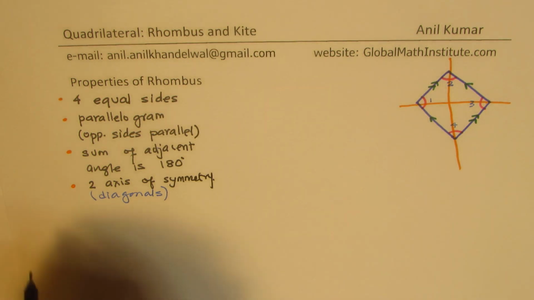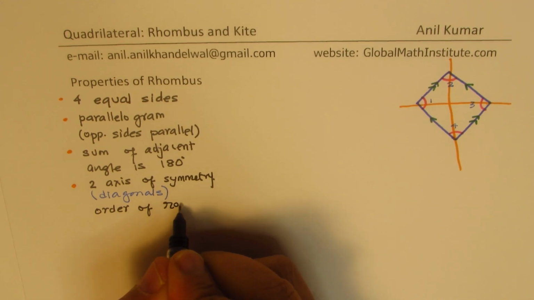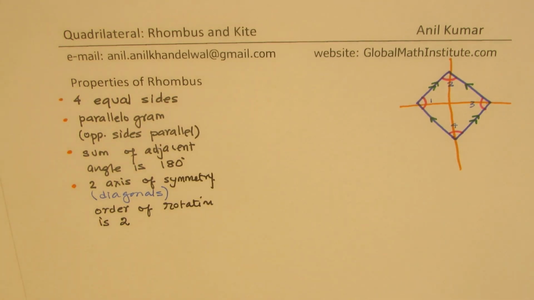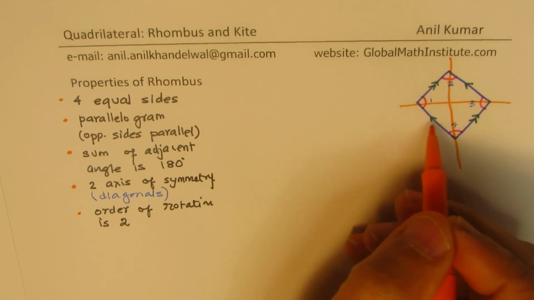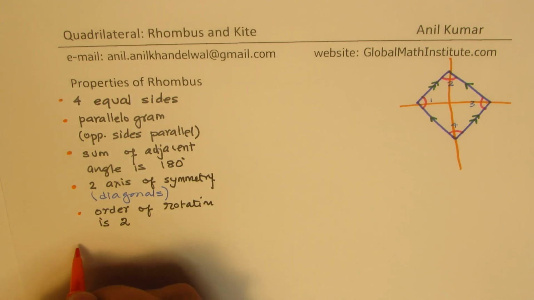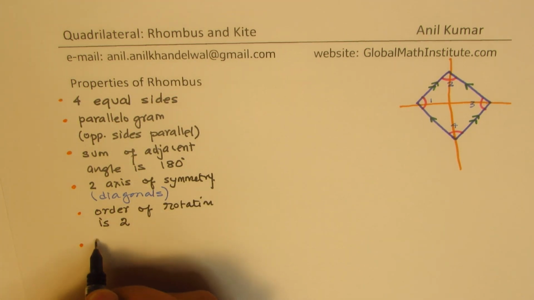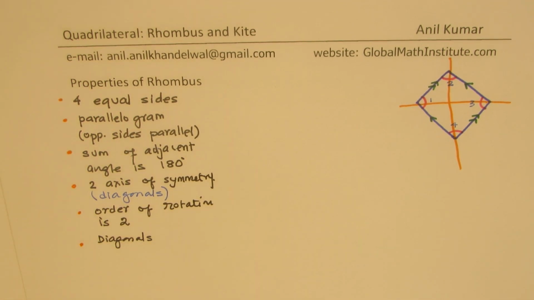Order of rotation is 2. That means if I rotate it, then twice while it goes through a rotation of 360 degrees, it will overlap, right? So the order of rotation here is 2. And then let's talk about the diagonals, right? So diagonals are equal.